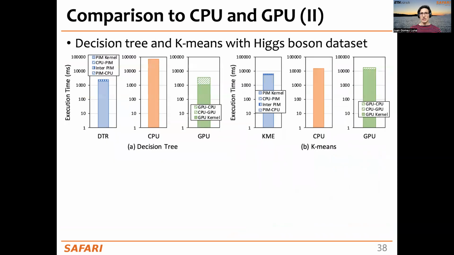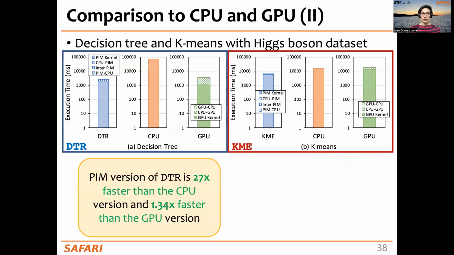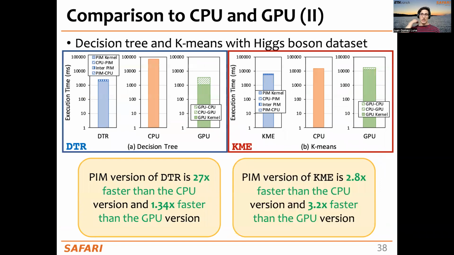For decision tree and k-means, we used a couple of data sets. The first one is the Higgs-boson data set. These are results for decision tree and k-means. For decision tree, we observed that it's 27 times faster than the CPU version and 1.34 times faster than the GPU version. And k-means is 2.8 and 3.2 times faster than the CPU and the GPU version, respectively.